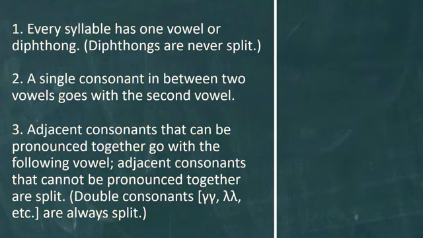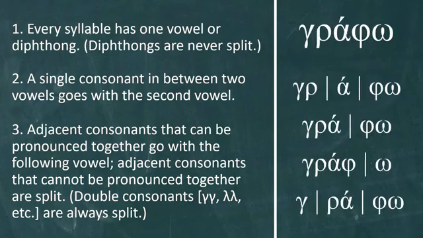Now in the quiz following this lesson, you'll be shown 4 ways to divide up a word, and you'll be asked to select the correct one. So let's practice. I recommend approaching these problems as a process of elimination. So let's start with the first rule. Every syllable has one vowel or diphthong. We take a look at our options and see if any of these options violate that rule.